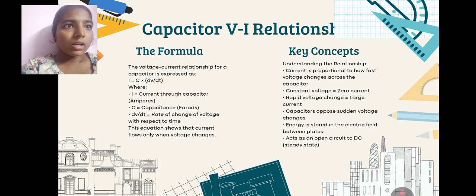Key concepts are: current is proportional to how fast voltage changes across a capacitor, constant voltage equals zero current, and rapid voltage change equals high current. Capacitors oppose sudden voltage changes. Energy is stored in the electric field between the plates. It acts as an open circuit to DC.